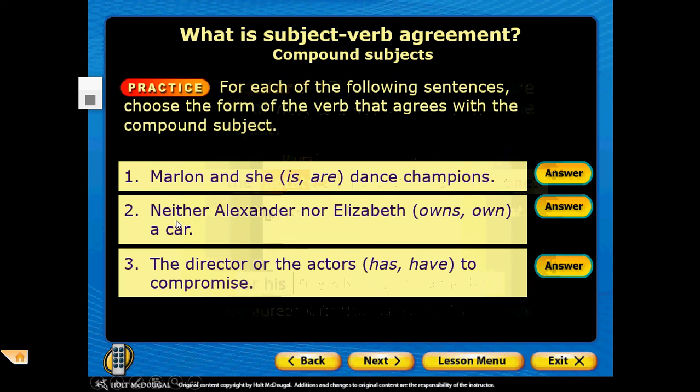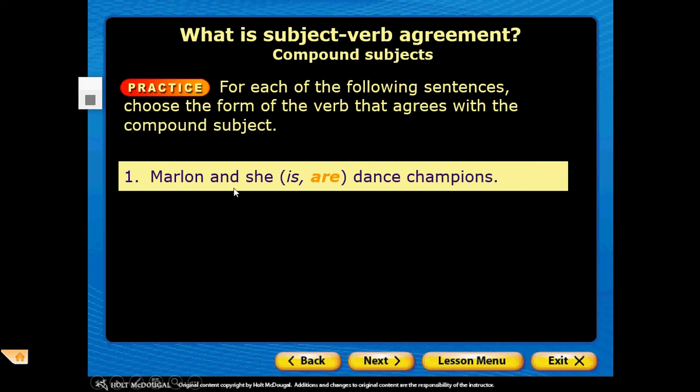Okay, let's practice together, Anthony. For each of the following sentences, choose the form of the verb that agrees with the compound subject. Marlon and she is or are dance champions. So how are the subjects combined here? And. And means that both subjects together have done the verb. So, Marlon and she are dance champions. Yes, absolutely right, very good.